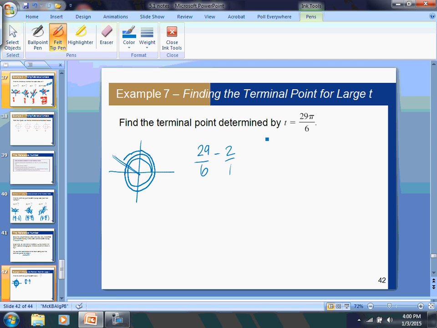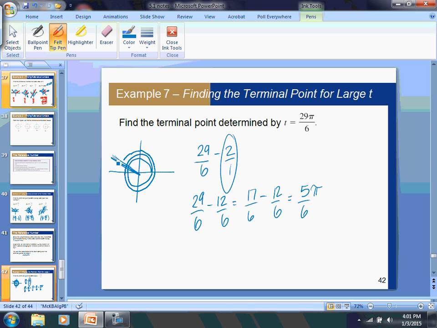Now when students do this, they make a common mistake. They do not find a common denominator for these fractions. So they take 29 minus 2 and they get 27 over 6. That's not correct. Remember, this 2 is really 12 over 6. We have to find a common denominator when we're subtracting fractions. So 29 minus 12, now that is 17 over 6. Okay, so if I go around the unit circle one time, I still have 17 over 6 to go. So I'll subtract another 2, or another 12 over 6 in this case, and that gets me 5 over 6. Okay, and that's really 5 pi over 6.